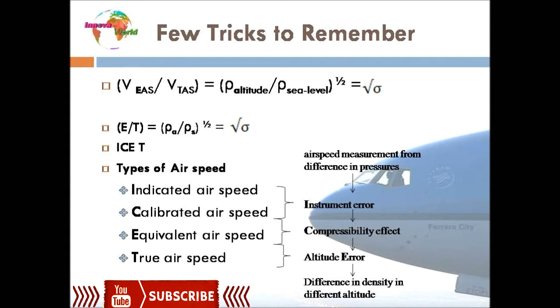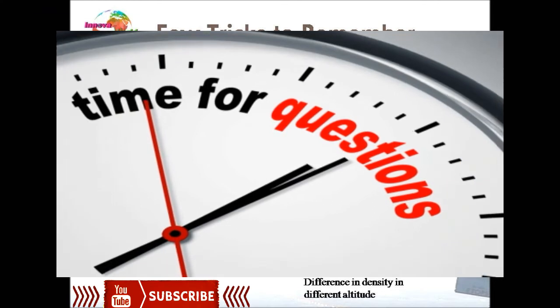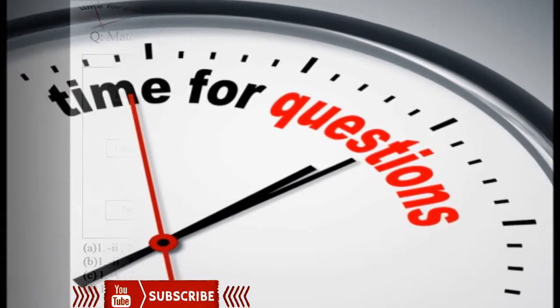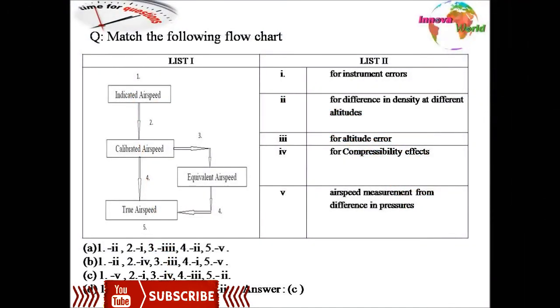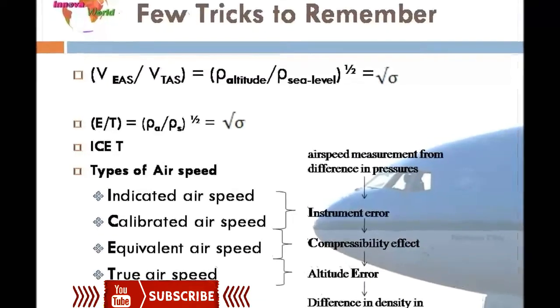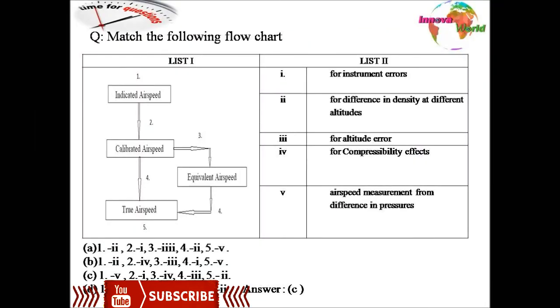Now it's time to go through a few problems and a few important MCQs as per the GATE examination. This is a match the following. They have given the schematic diagram and the flow, and on the opposite side, List 2, they have given a set of matches. We have already seen in the previous slide what the answer is, so from there we can figure out that the answer is C. Let's go to the next one.